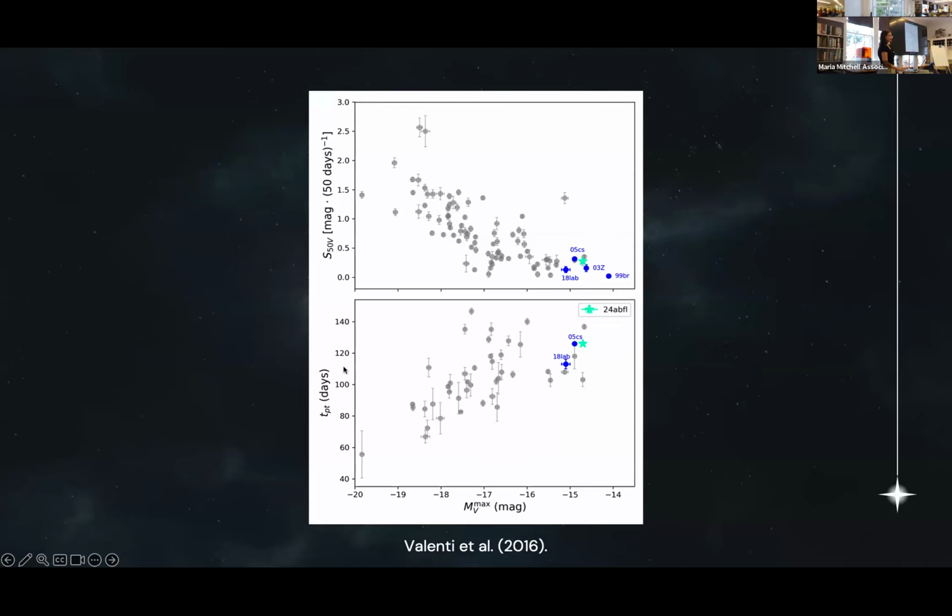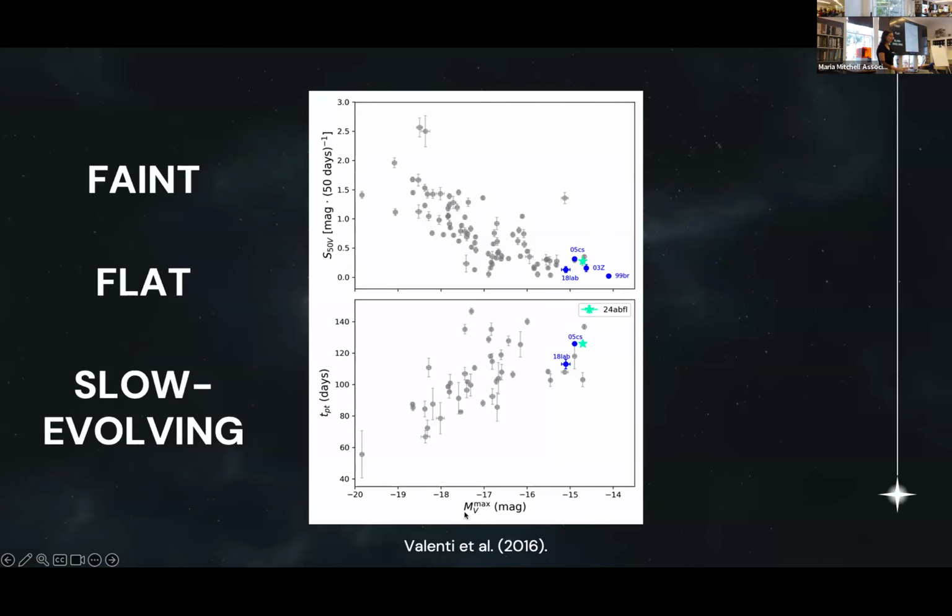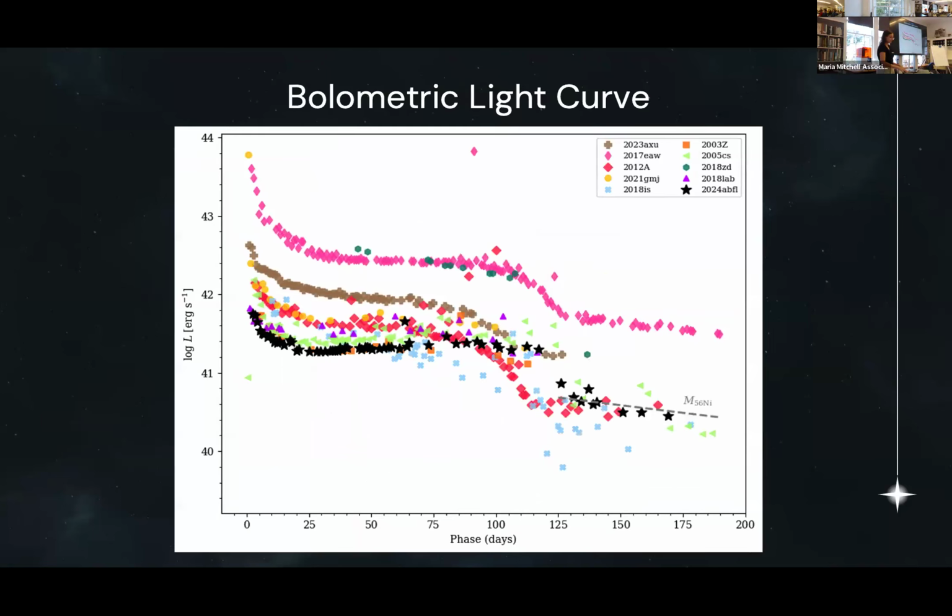And then this measurement is how long the plateau is. ABFL's plateau is about 125 days, and it's appearing at the longer end of this measurement. So we can tell from this that ABFL is faint, flat, and slow evolving. And this triple combination is a signature of the low luminosity subclass, and it once again just reinforces our classifications.